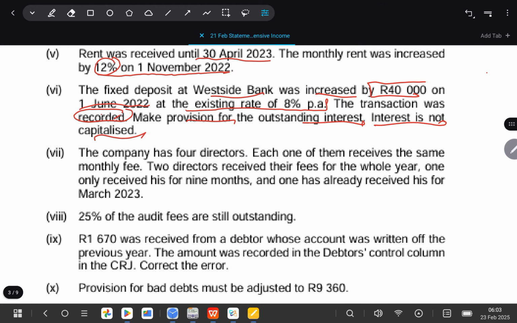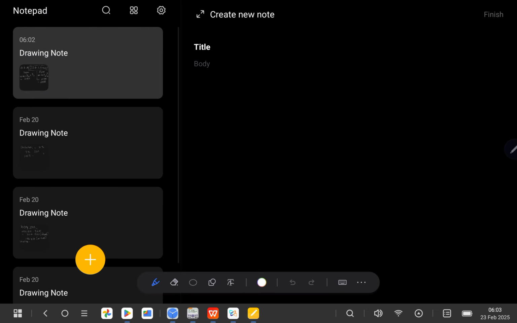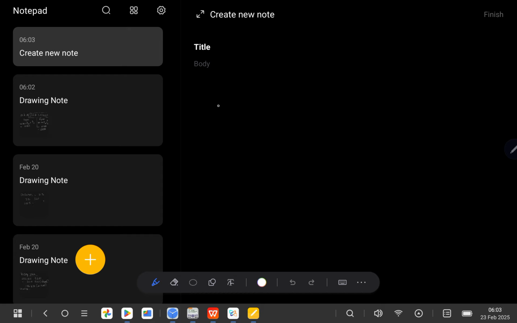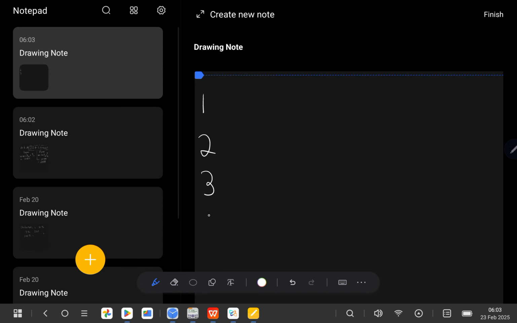The next adjustment says that the company has got four directors. So we need to note that they have 4 directors, and then they're saying each one of them receives the same monthly fee. So here they earn the same salary, so it should not really be a problem. And they're saying that 2 directors received their fees for the whole year. Okay, so let's check. We have 4 directors. We have director 1, director 2, director 3, director 4.